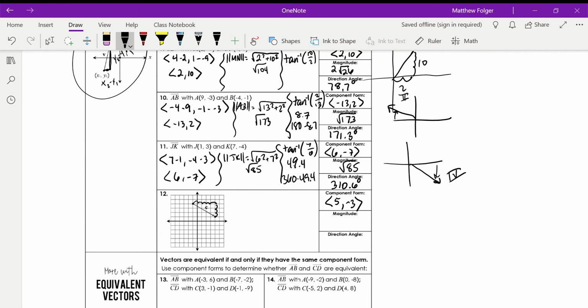Magnitude of c, that's what this vector is called. Remember, the bold lowercase letters represent the whole vector. Is square root of 25 plus 9, square root of 34.